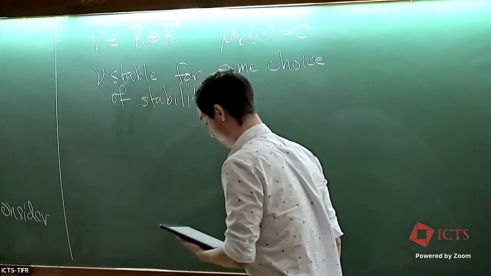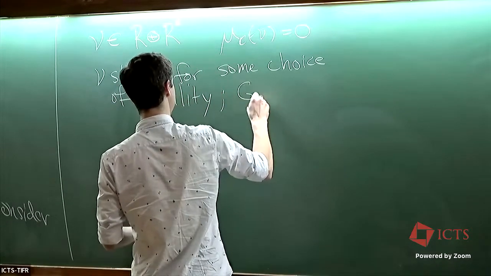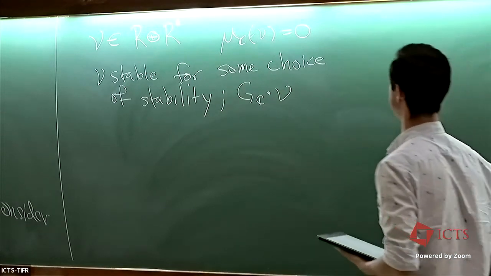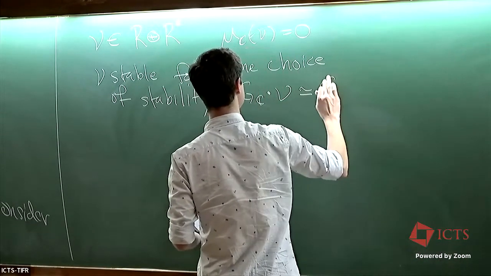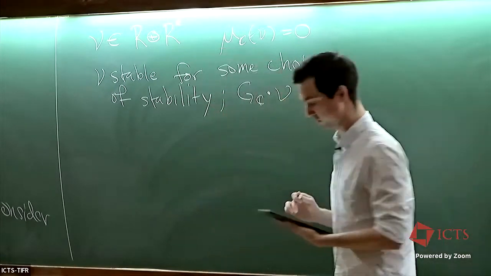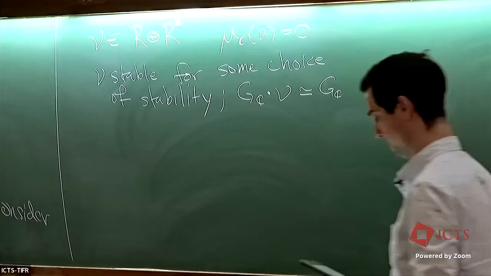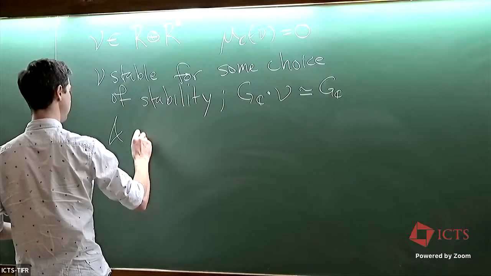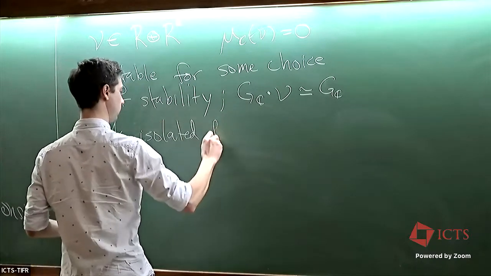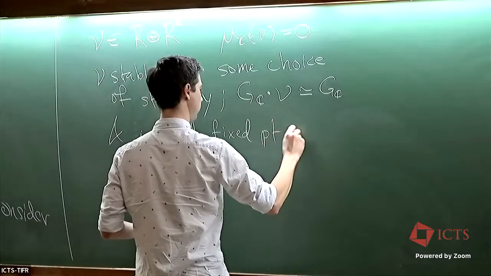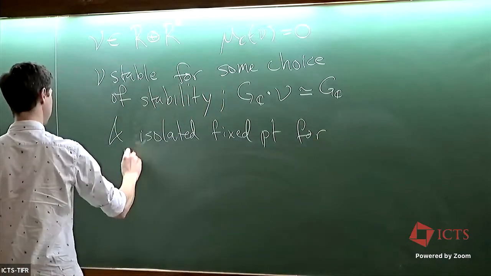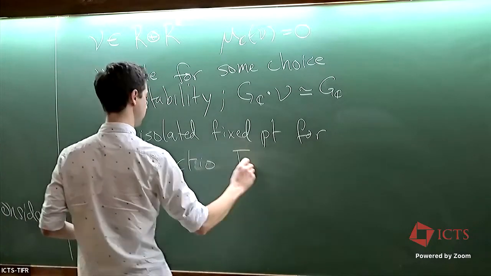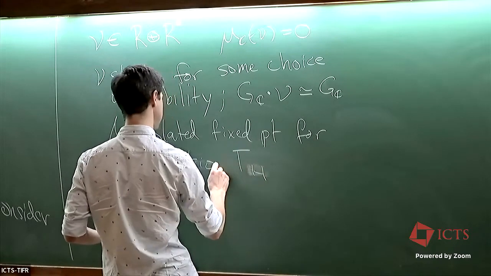In addition to the stability, I also want to require that the GC action on nu has no stabilizer. So the orbit just looks like GC. So nu has trivial stabilizer. And finally, it's an isolated fixed point for the action of the torus of our Higgs branch flavor symmetry.